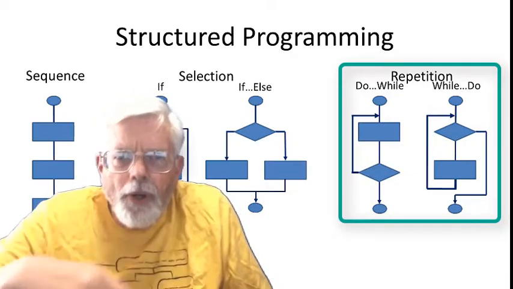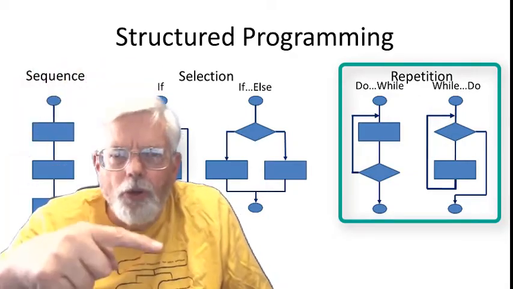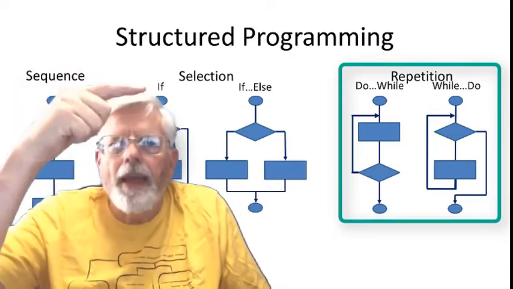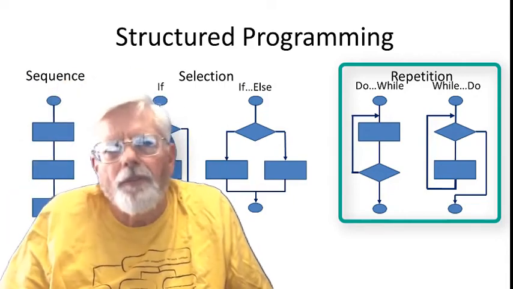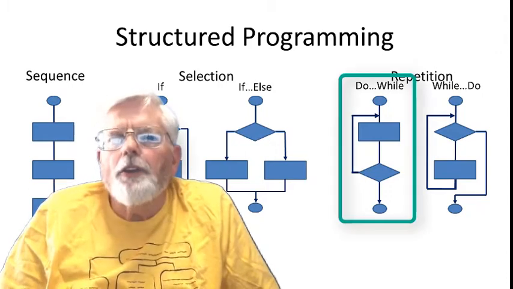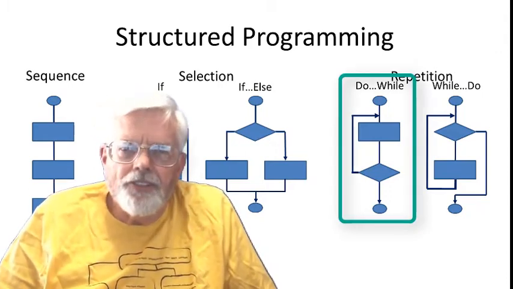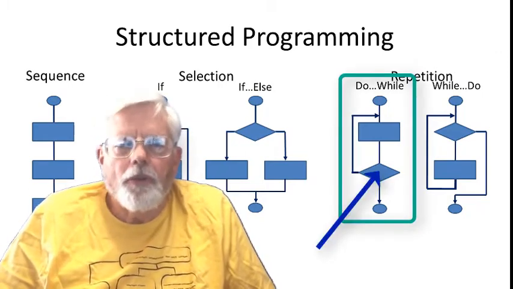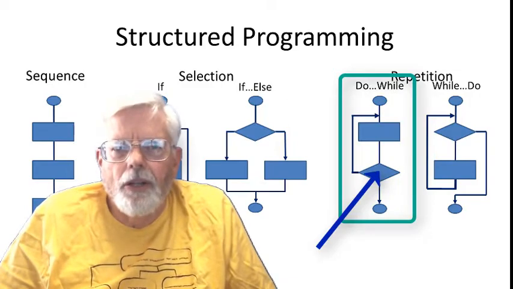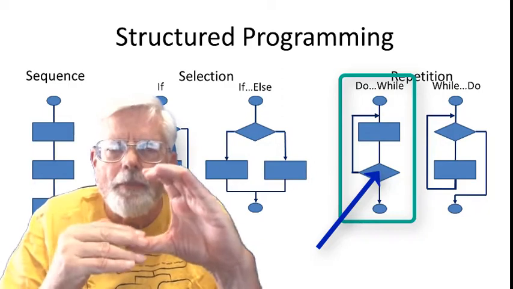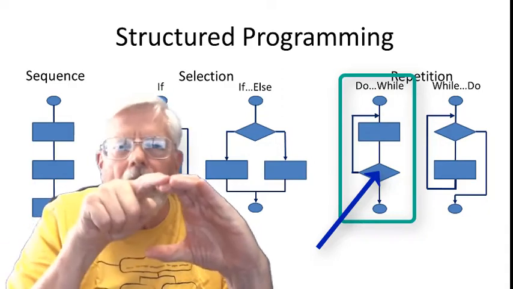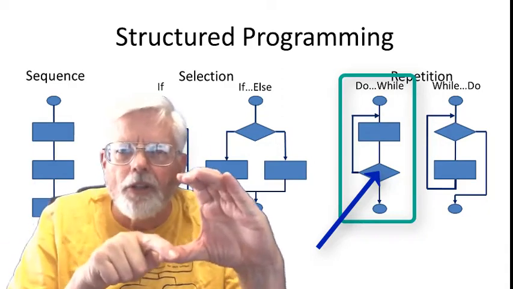Repetition. This is where we're going to do a loop. We're going to do some code, loop back, do it again, loop back, do it again. Eventually we'll have to break out of the loop. On a do while loop, we're going to do the test at the bottom to decide whether or not we keep looping. With a do while, we're going to guarantee that we're going to do this code at least one time and then make a decision whether we want to go back and start repeating the code.